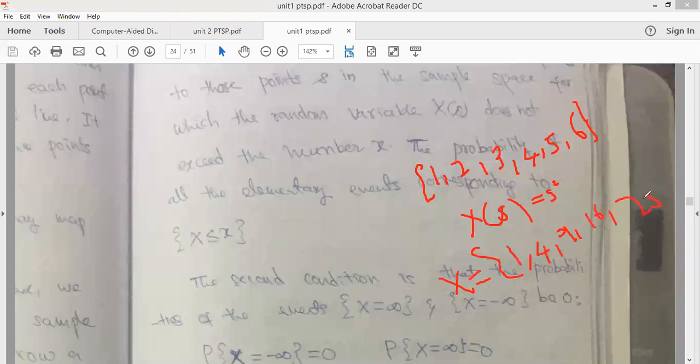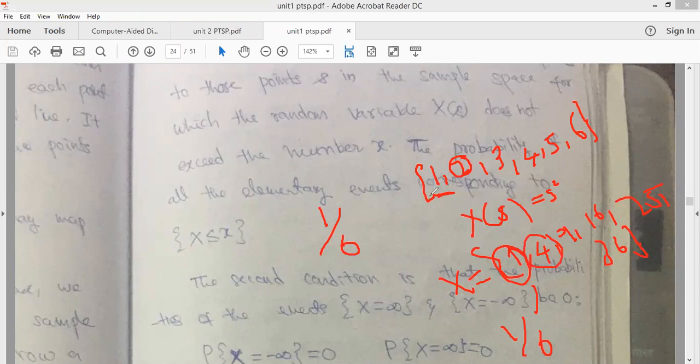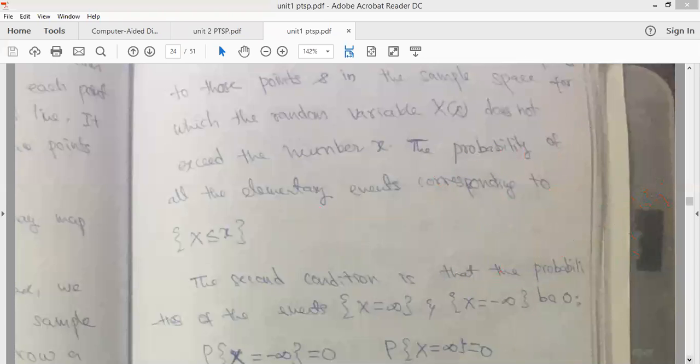These are the elements. Now, what is the probability of 1? It is 1 by 6. Probability of 2 here is 1 by 6. Probability of 4 here will also be 1 by 6, like that. So whatever probability the elements have, the same probability will be assigned to the elements in the random variable. Okay, so this is our second condition.